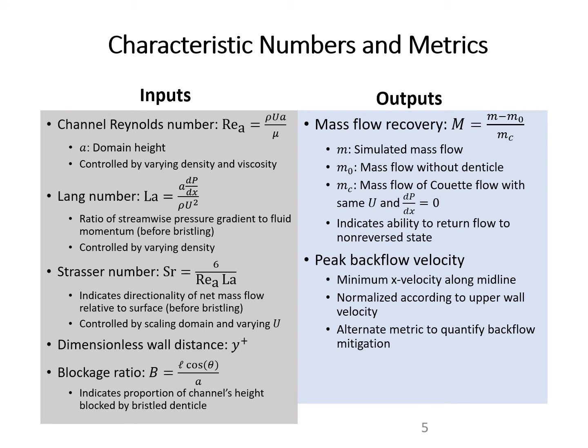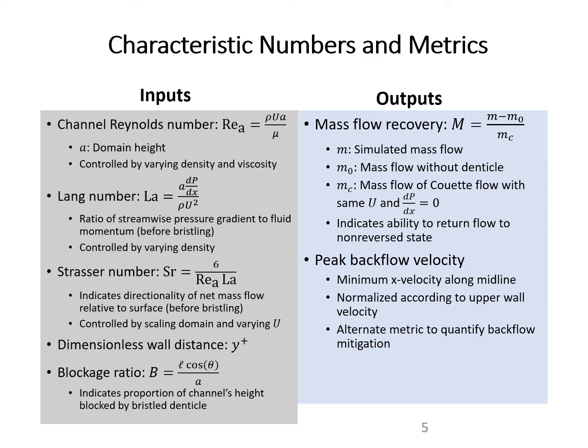There are a few characteristic numbers and metrics that are important to understand for interpretation of our results. First is the Reynolds number. You're probably familiar with the Reynolds number, but if you're not, it represents the ratio of inertial to viscous effects, a sort of measure of the turbulent nature of a flow. So a higher Reynolds number is more turbulent.